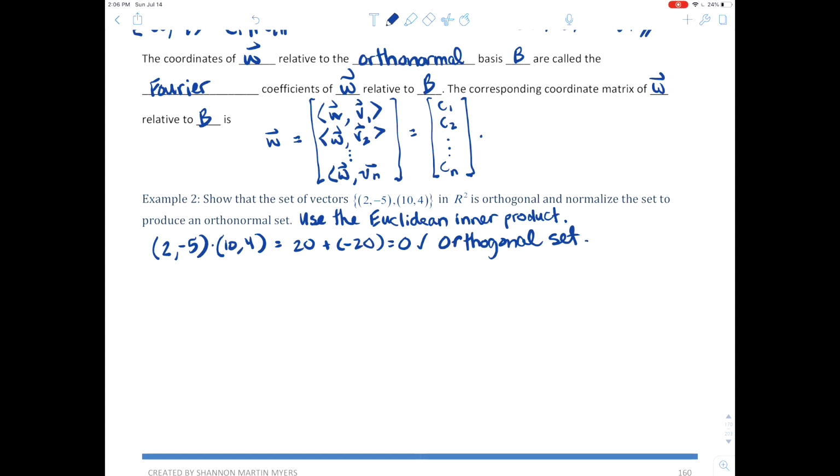Okay, well, how do we normalize each vector? Beautiful. We divide each vector by its magnitude, right? So if we wanted to call each of these vectors v1 and v2, u1 would be v1 over the magnitude of v1, which would equal (2, -5) over the square root of what? 2 squared is 4 plus negative 5 squared is 25. And so that ends up being root 29. So what will we have for our vector? (2 over root 29, negative 5 over root 29).